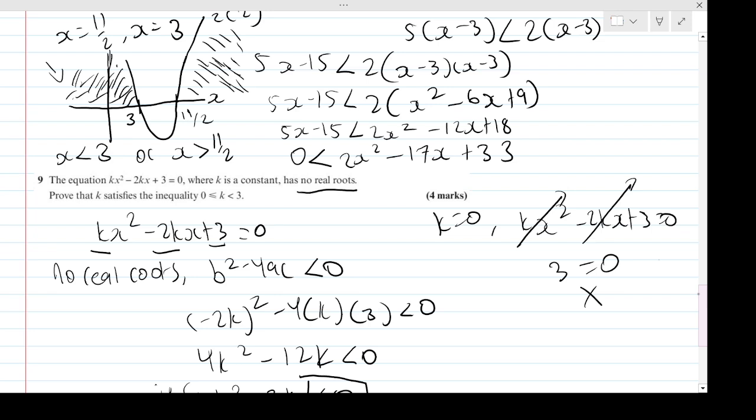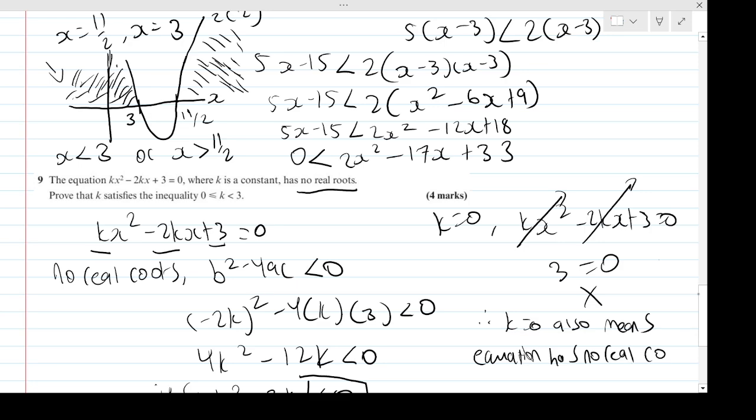So actually, it's therefore true. The equation also has no roots when k is equal to 0. So k equals 0 also means the equation has no roots, or no real roots. That's what it said, right?